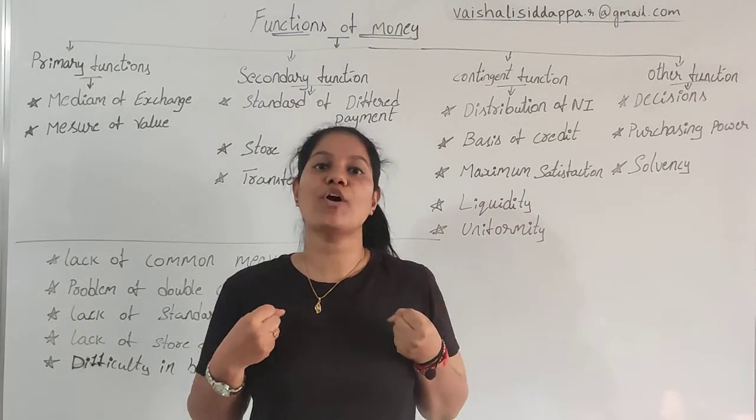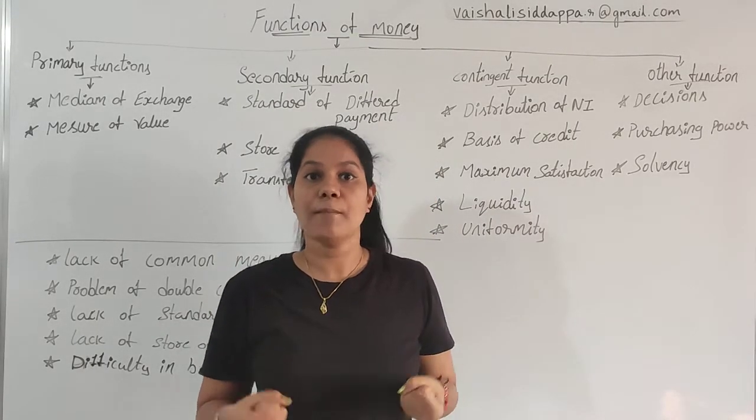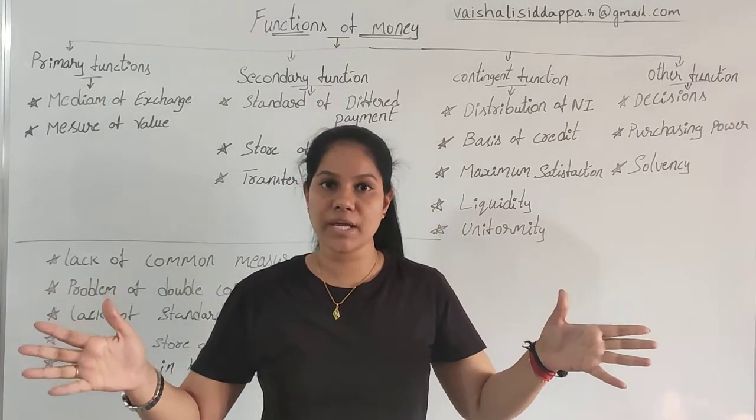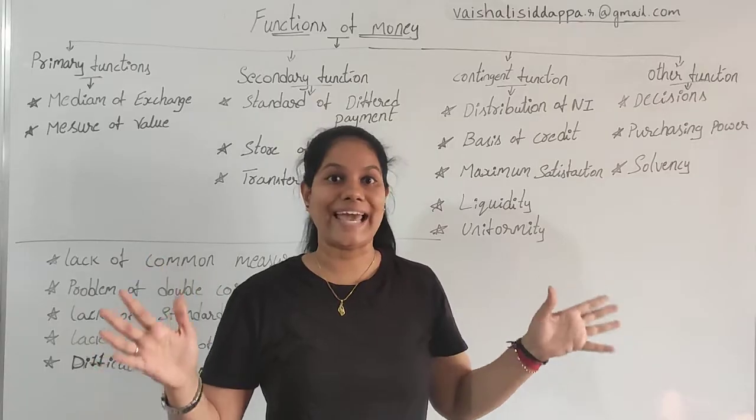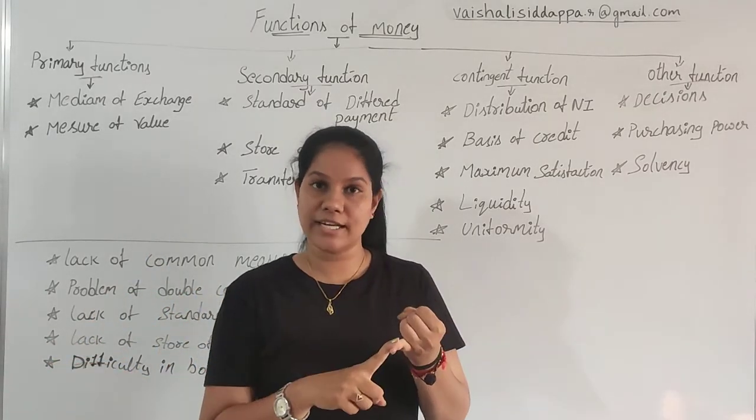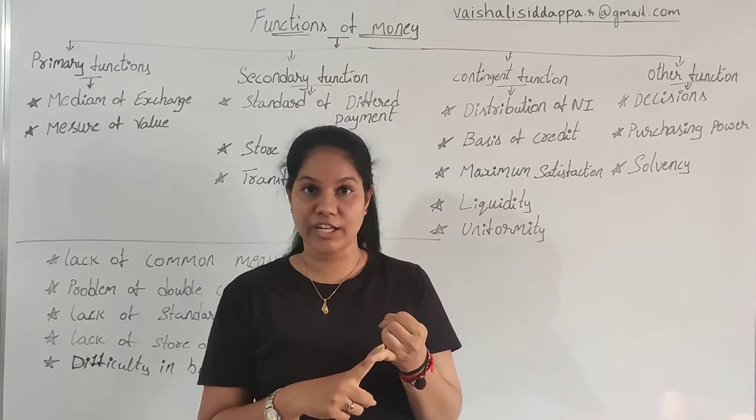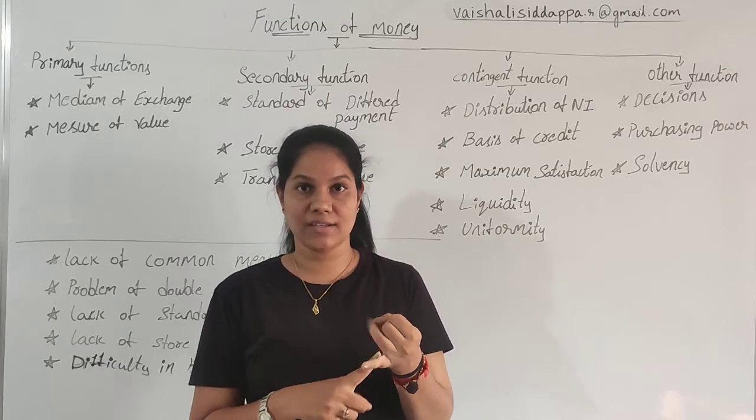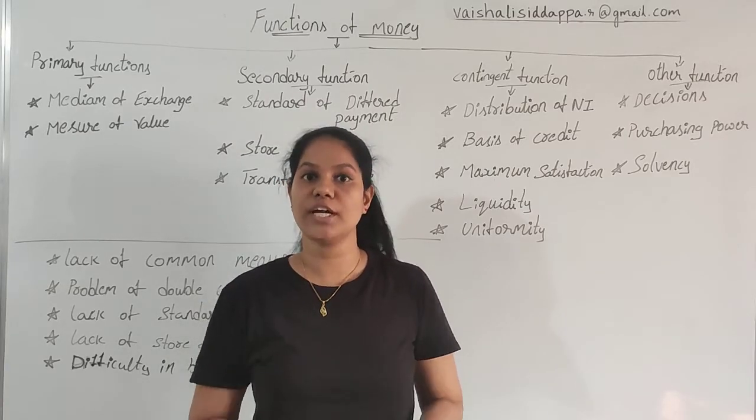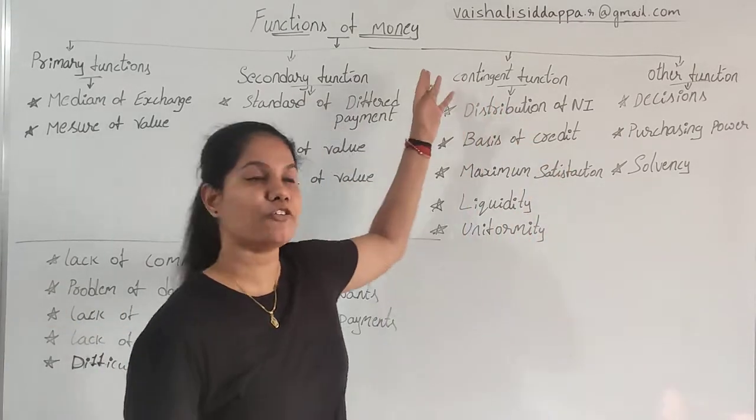The national income you have, the country's income per year, whatever income we are getting, is distributed to everybody, with money as the intermediate. For example, rent, wage, interest, profit. So this way national income is distributed to the public in terms of money.